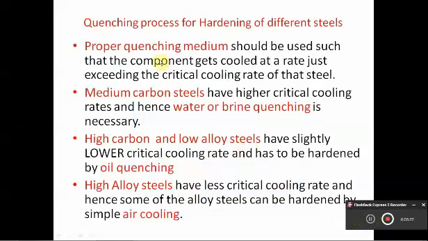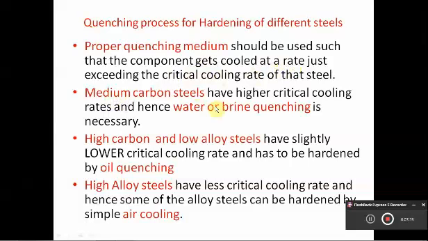Quenching is one important step in carrying out a hardening process. This is the quenching process for hardening of different steels. Quenching media plays an important role in getting the mechanical properties. Proper quenching media should be used such that the component gets cooled at a rate just exceeding the critical cooling rate of that steel. If castings are cooled above the critical cooling rate, then only hardness is going to increase. Otherwise there will be some percentage of retained austenite that will reduce the hardness, and the purpose of increasing hardness will not be achieved. So always in carrying out heat treatment, your rate of cooling should be more than critical cooling rate.